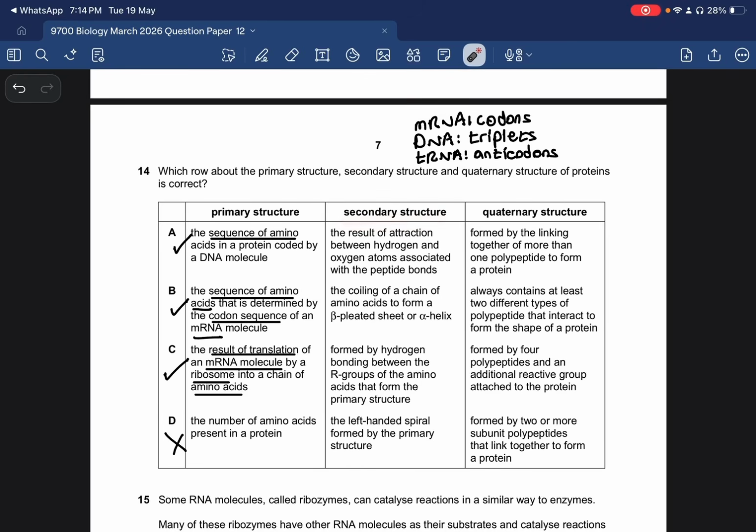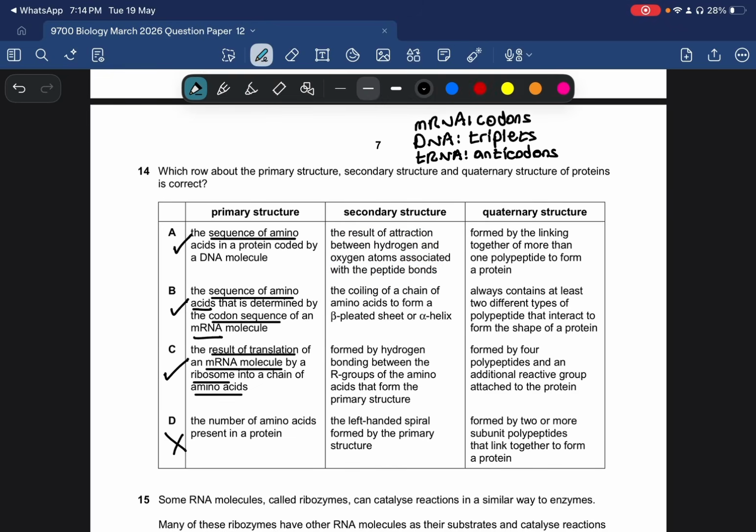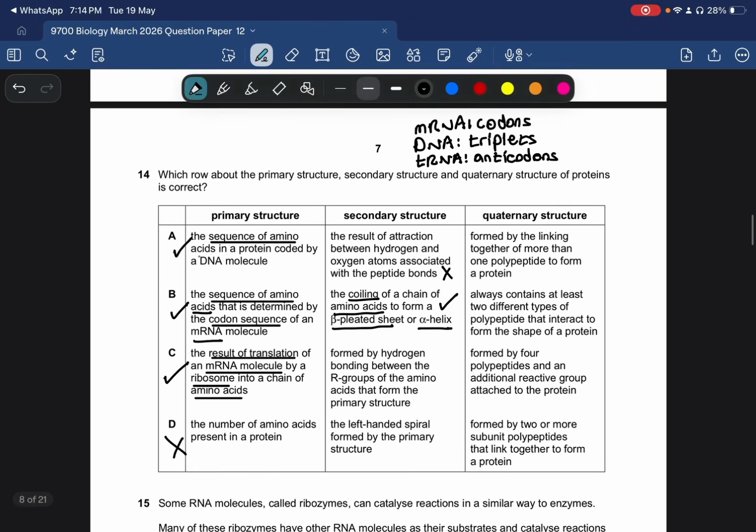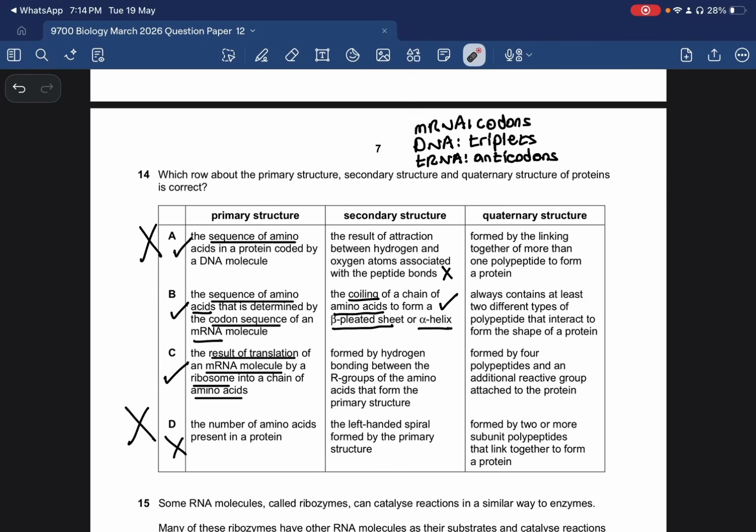Secondary structure. It is the result of attraction between hydrogen and oxygen atoms, correct? So hydrogen bonds, right? Associated with the peptide bonds. No, this is wrong. The coiling of a chain of amino acids to form a beta pleated sheet or alpha helix. Exactly. How do they form either of these two things? Using hydrogen bonds. So the first part of A was correct, but the second part is wrong, right? So overall, this is wrong. D is also wrong. Now let's look at B.